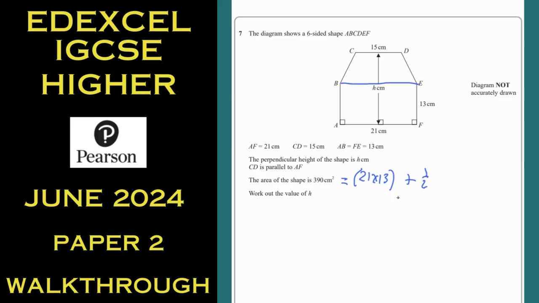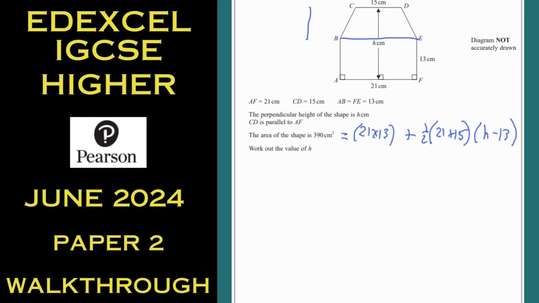The parallel sides are 21 and 15, and they would be multiplied by the distance between them. We don't know the distance between them, but what we do know is we have an expression for it. That distance would be h minus 13.